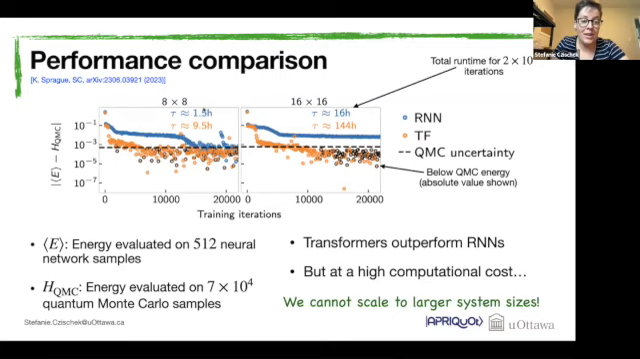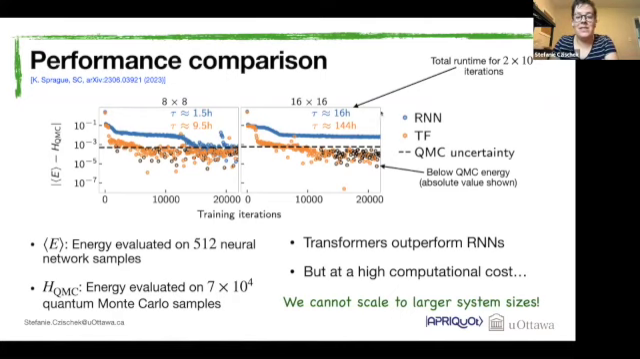So we see that our RNN took 1.5 hours or 16 hours for the different system sizes. Our transformer model took much longer. For 16x16 atoms, we actually hit the limit of almost a week. We can only run jobs for a week on our cluster. So this shows us we cannot really go to larger system sizes with the computational resources we are given here.